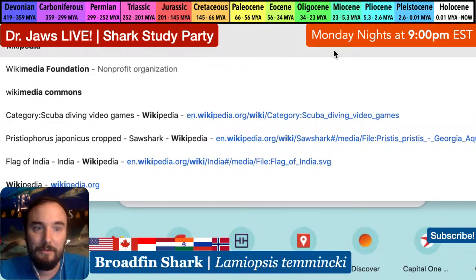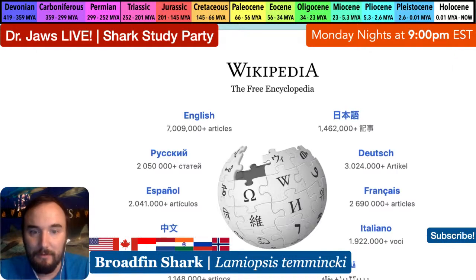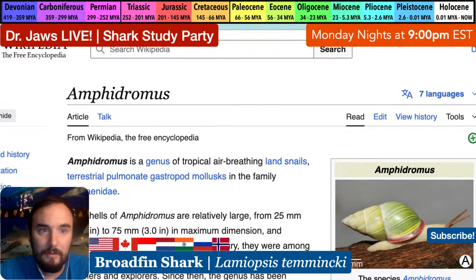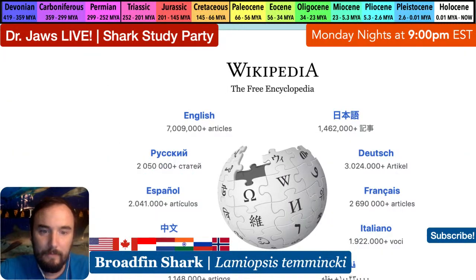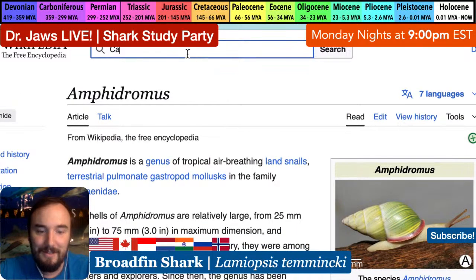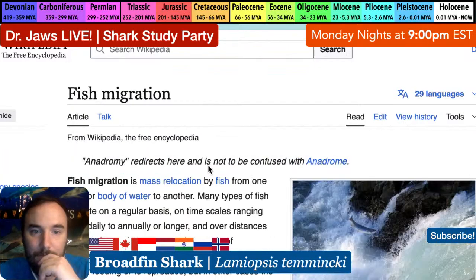We'll check our good friend Wikipedia. Amphidromous, just to make 100% sure, because there's catadromous and anadromous, but amphidromous. Nope, that's not what I want. It's not that. No, I don't want the snails. Catadromous. Fish migration, we'll just look at that.